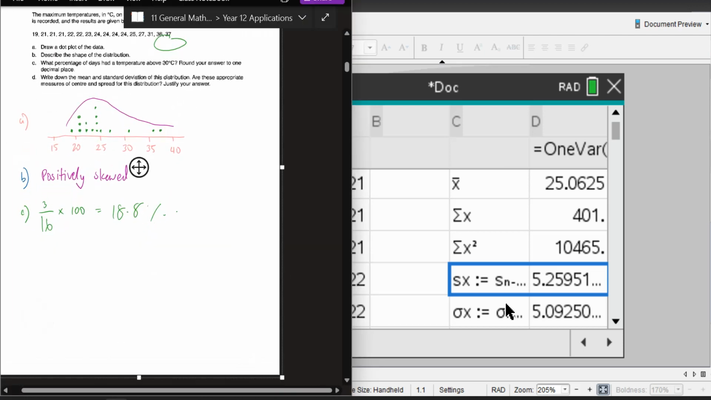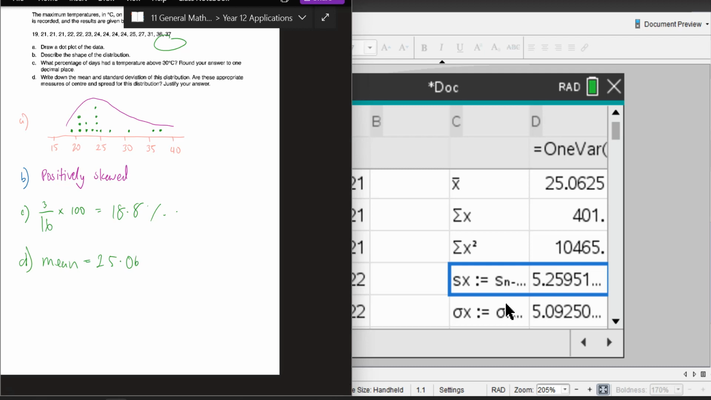Okay, so D, 25.06. And then for our standard deviation, we'll just call that SD. Or actually, some people will write SX as well. So let's just do that. It is 5.26.